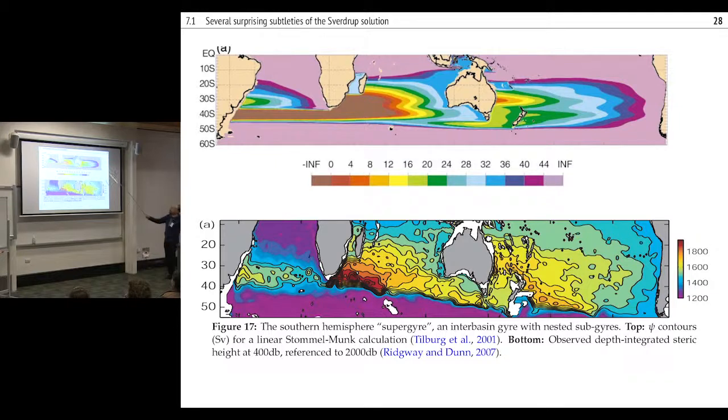And also, you can have nested gyres. There's a little gyre within a big gyre. And in fact, the gyres can connect with one another across ocean basins.